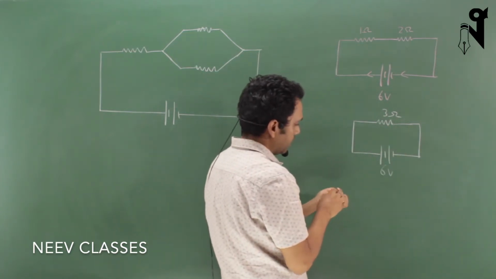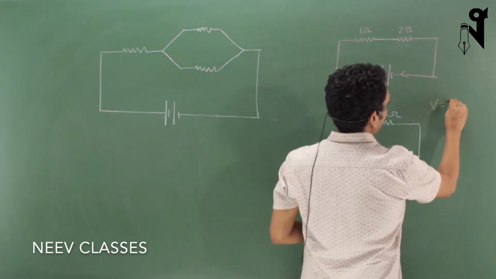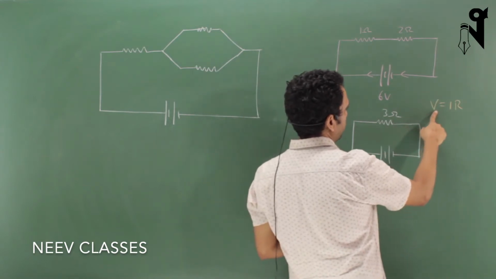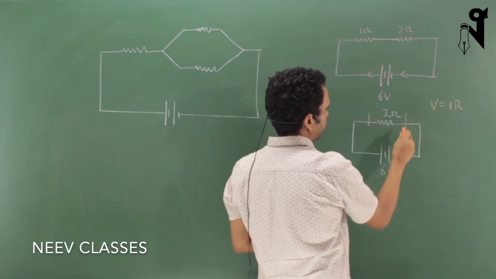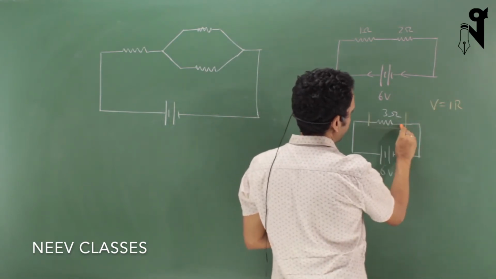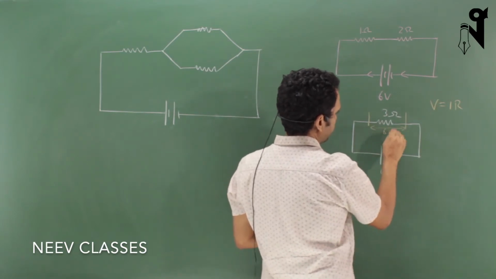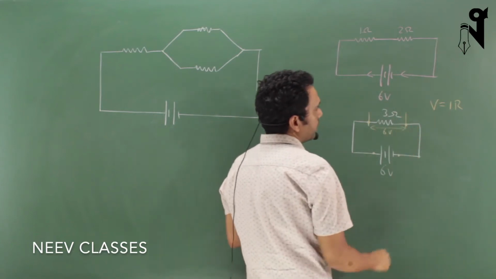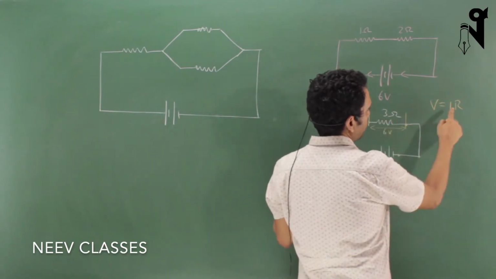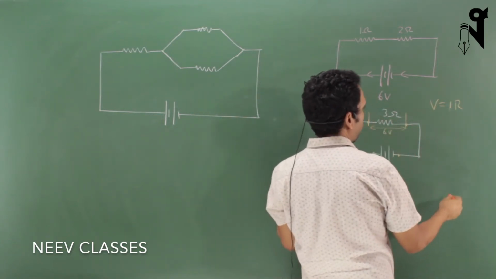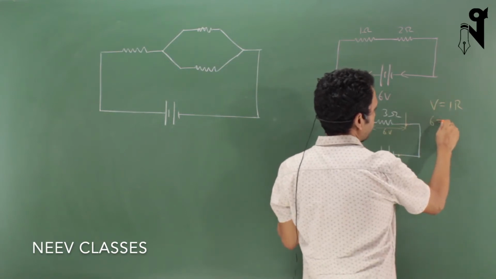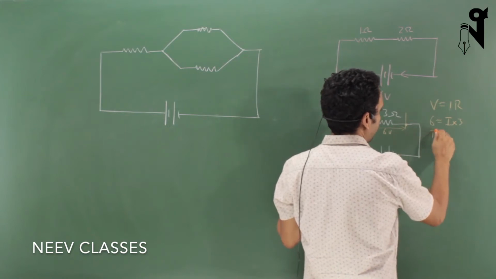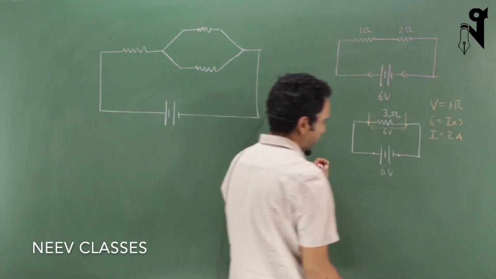Now in the V is equal to IR formula, V is the voltage across the resistance. We can safely say that the voltage across the resistance is the voltage of the battery, because this point is literally this point and this point is that point, and hence the current in the resistance would be given by 6 is equal to I times R, which is 3, and you get your I is equal to 2 amps.